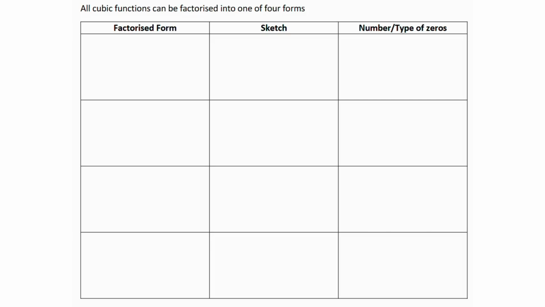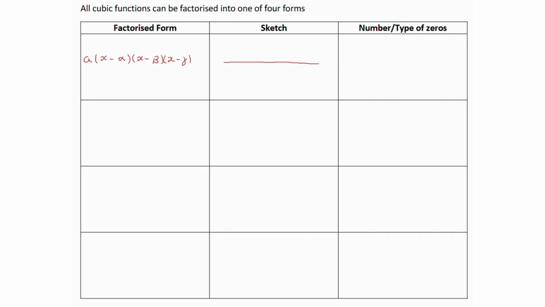When thinking about cubic functions, it's important that we know that they can be factorized into one of 4 different forms. The simplest form is when it's 3 brackets, each of them different. So something like x minus alpha, x minus beta, x minus gamma, and there's an a out the front to show that this could be ax cubed when it's expanded.